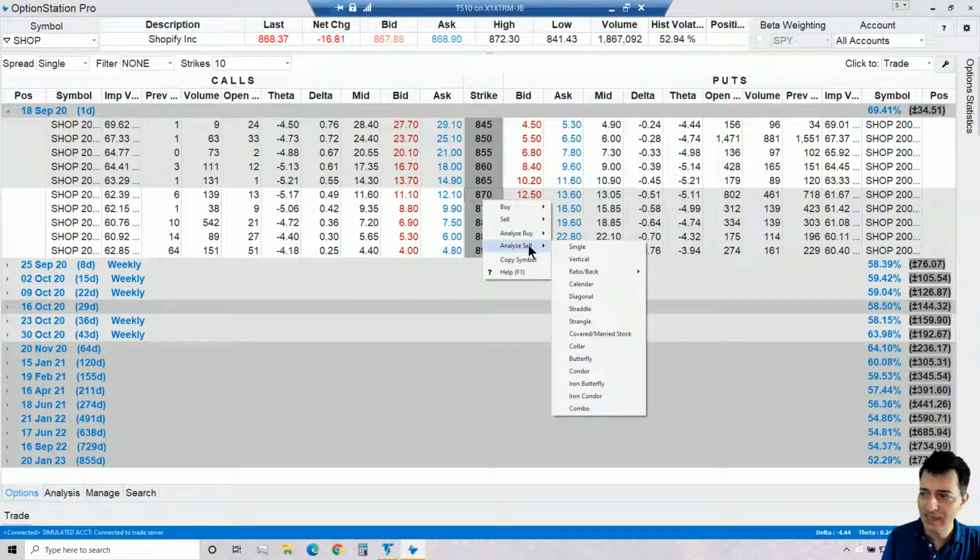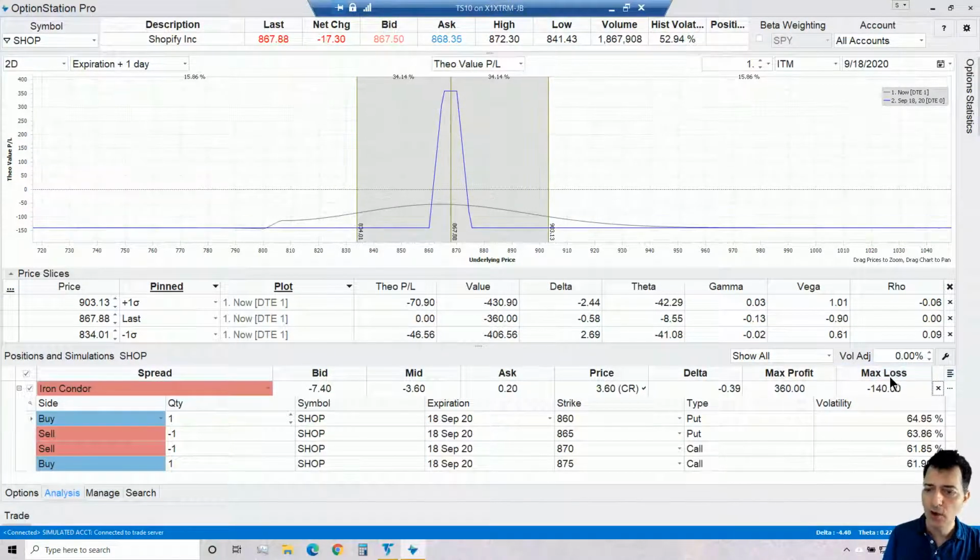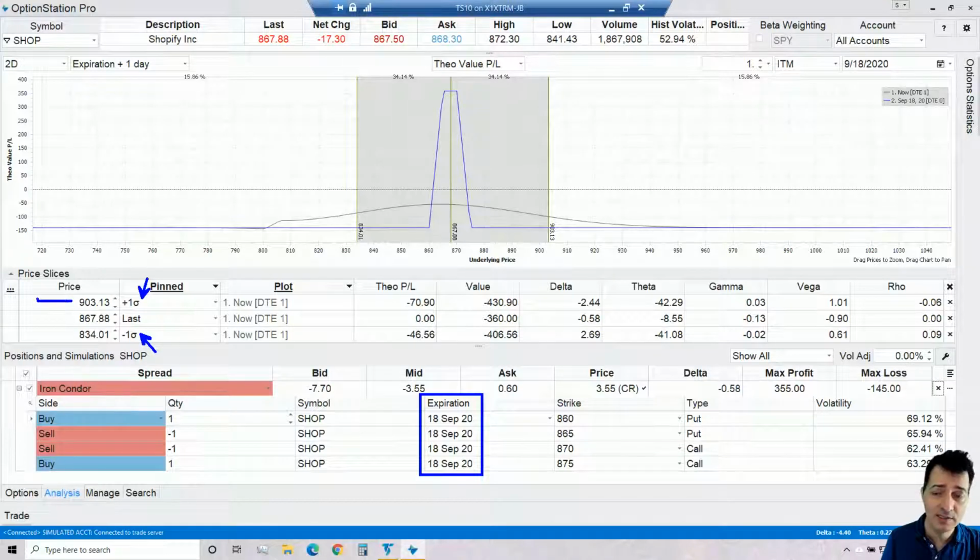So what I'm going to do is analyze and sell, and I'm just going to pick an Iron Condor, just so I have an opportunity to add my measurements of +1 and -1 standard deviation using September 18. And when I do that, it's pretty neat because now Option Station Pro is giving me a reference point, which is what is the highest price based on probabilities where that stock may travel to, and what is the lowest price where that stock may travel to the downside from now until tomorrow expiration. And that is 903 and 834.